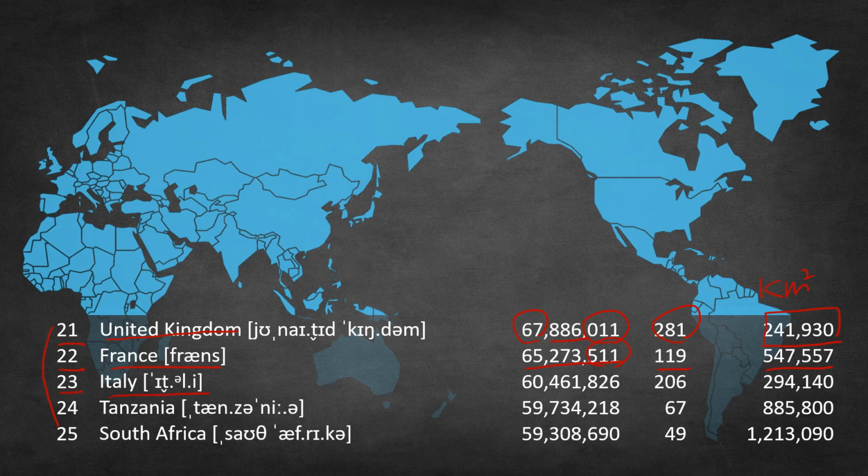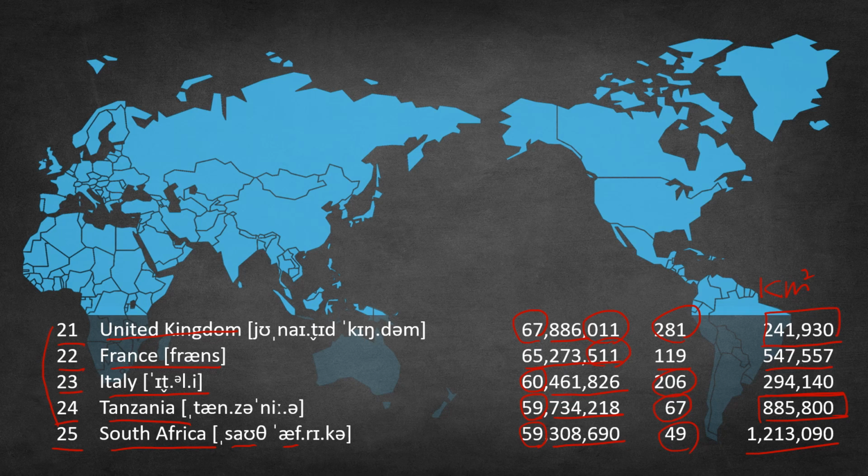23rd country is Italy. Italy has 60,461,826. And this is the land area. And this is the density. 24th country is Tanzania. Tanzania has 59,734,218 people. And this is the land area, and this is the density. The last one, 25th country, is South Africa. South Africa has 59,308,690 people, and this is the land area, and this is the density.